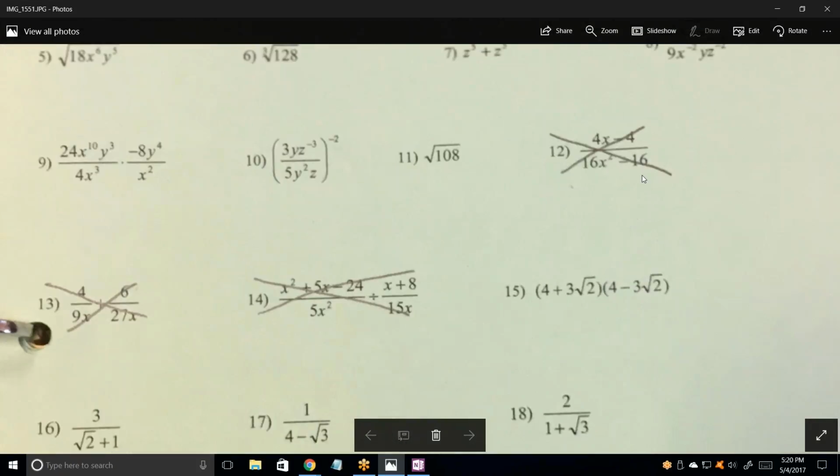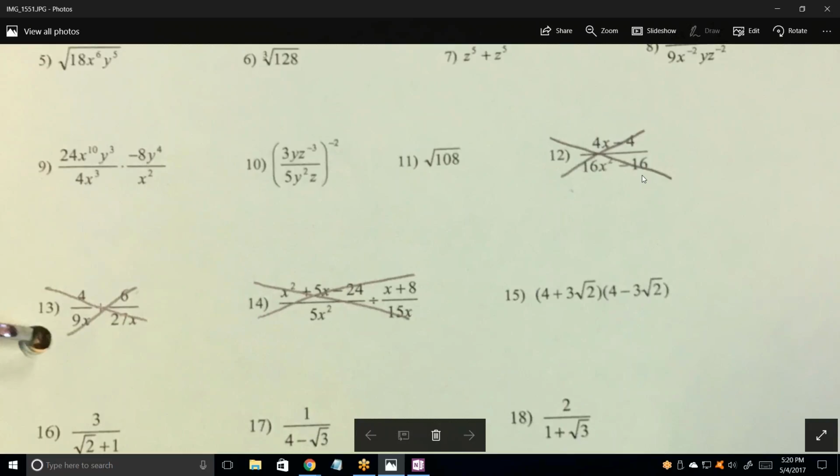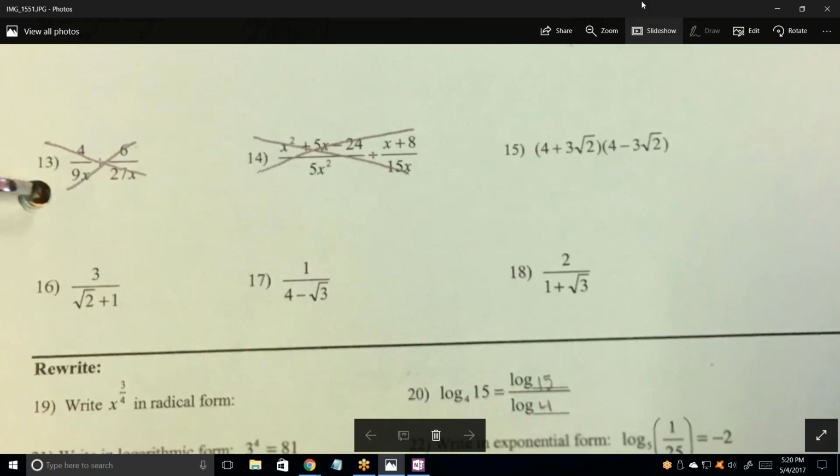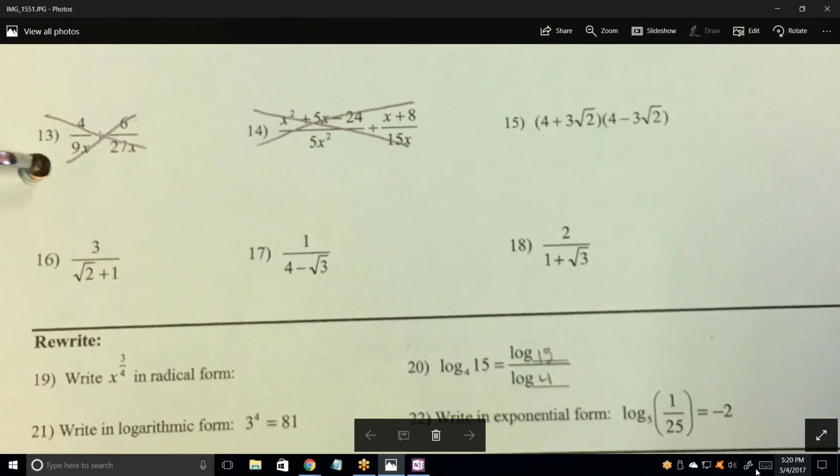I presume the ones with the X we're not to do those? Yeah, she said skip those. Okay. 15.